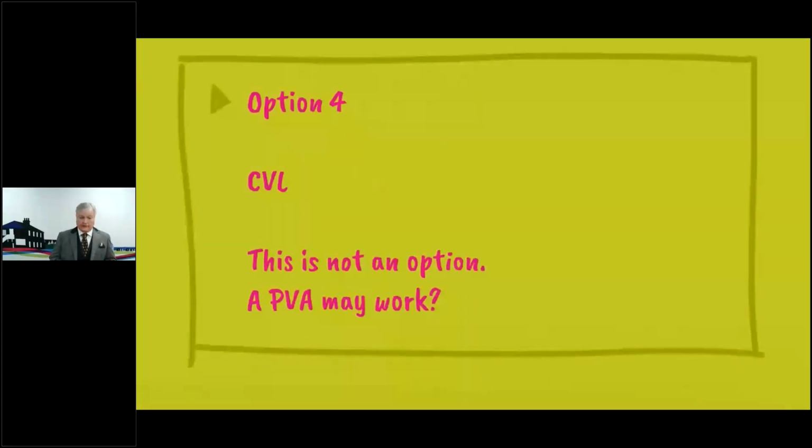Fourth option I've got is a CVL, and a CVL is of course not an option. There is no CVL procedure for partnerships, but in situations where you would be looking at a CVL for the business, if it were a company, you might find that a PVA would be the right thing to do, because it will give you a way of having an orderly closure of the business, winding up of its affairs, and then distribution of assets to the creditors of the business. So PVA may well be the right thing to look at when you might otherwise be looking at a CVL.